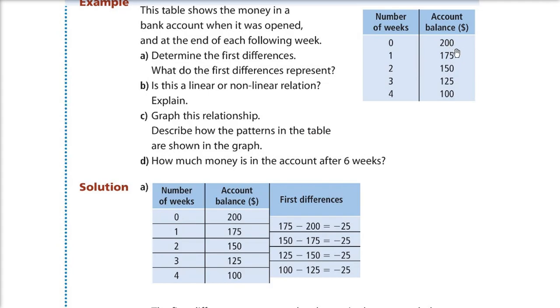That is, first difference means just consecutive differences of the numbers in this column, and we have to find out whether this is showing a linear or non-linear relationship. We have to graph this relationship and also describe how the patterns in the table are shown in the graph, and how much money is in the account after 6 weeks. So this is about 4 weeks. We have to talk about 6 weeks also.